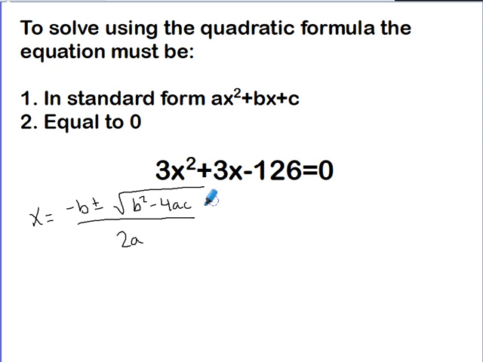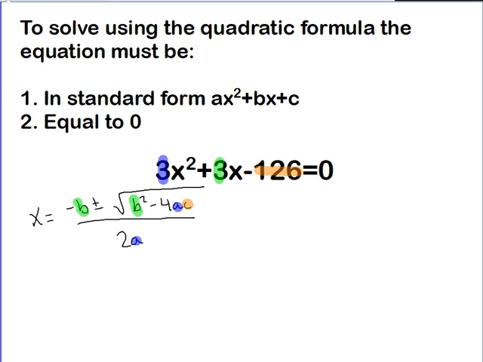All right, so a is the term that is in front of the x squared. So for this case, it would be 3. So everywhere I see an a, I'm going to replace it with a 3. Okay, b is the coefficient in front of the x. So this is a 3. So everywhere that there is a b, I'm going to replace it with a 3. And then c is the constant term. So everywhere that there is a c, I'm going to replace it with a negative 126.